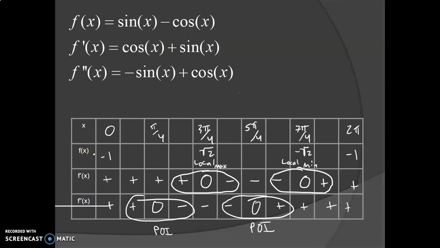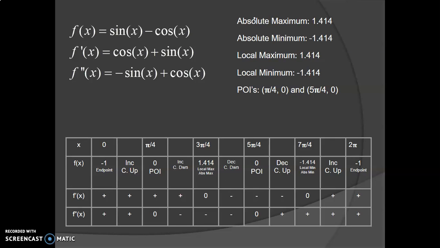So since root 2 is greater than my endpoints, this is a local max. It's also the absolute max. So the local max and the absolute max are both root 2. And then since negative root 2 is less than my endpoints, then we have a local and absolute min of negative root 2. So summarize that information here. Again, you have POIs down here where the second derivative changed sign.